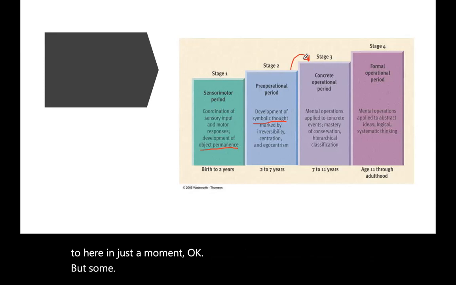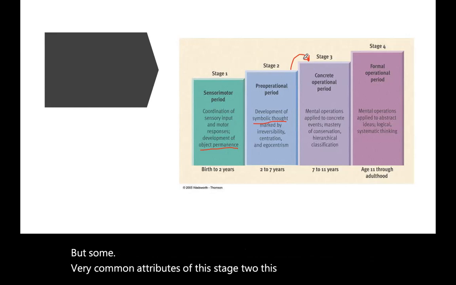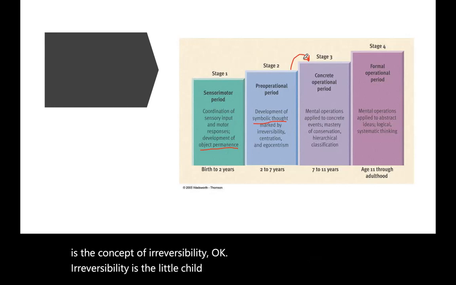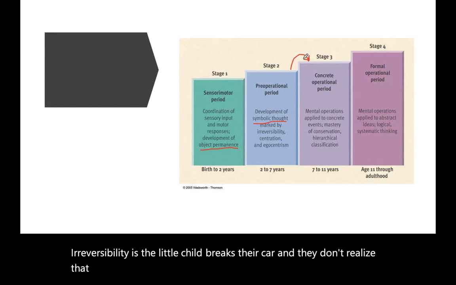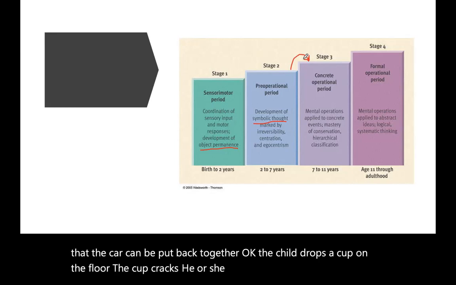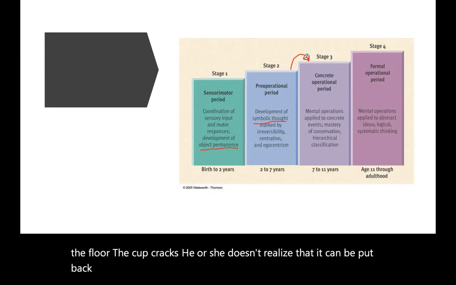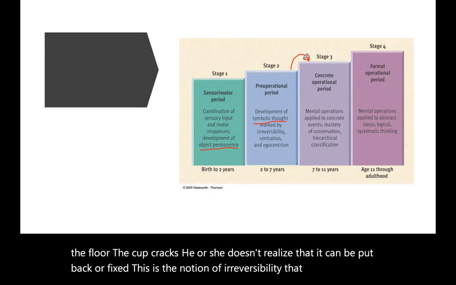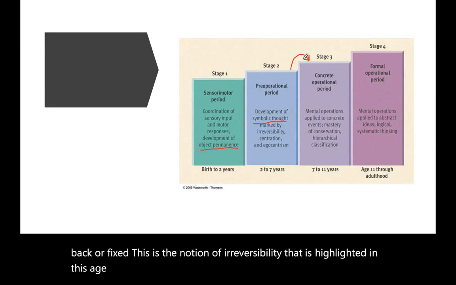But some very common attributes of this stage 2, the pre-operational phase, is the concept of irreversibility. Irreversibility is when the little child breaks their car and doesn't realize that the car can be put back together. The child drops a cup on the floor, the cup cracks, and he or she doesn't realize that it can be put back or fixed. This is the notion of irreversibility that is highlighted in this age group.